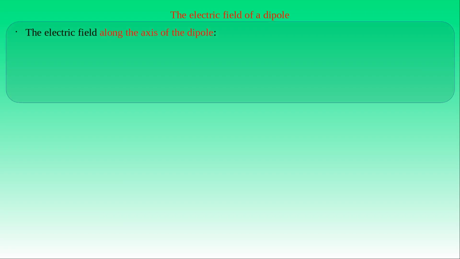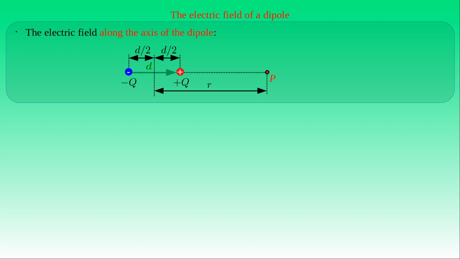In the first case, we determine the electric field of the dipole along its axis, that is in a point P on its axis at the distance r from the center. In the point P, the electric fields E sub plus and E sub minus created by the charges plus Q and minus Q are parallel with the axis, but E sub plus points outward and E sub minus points inward. The distances of the point P from the charges plus Q and minus Q are given r minus d over 2 and r plus d over 2, respectively.